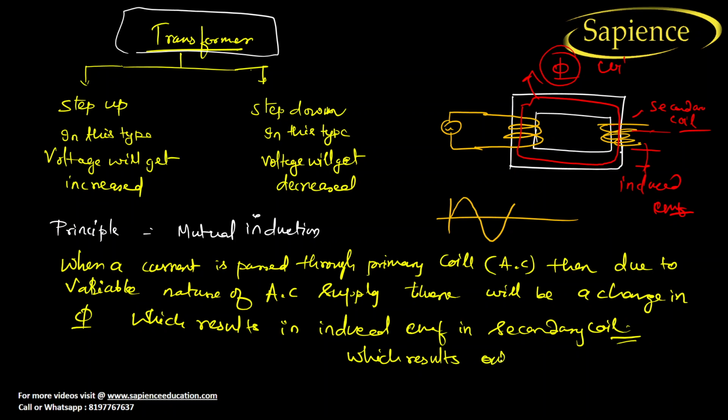So basically, when we supply an AC current, there will be a change in flux, and there is also a change in flux in this coil, and after this there will be an induced EMF in this, and this is known as the principle of mutual inductance. Mutually there will be an interchange of power.